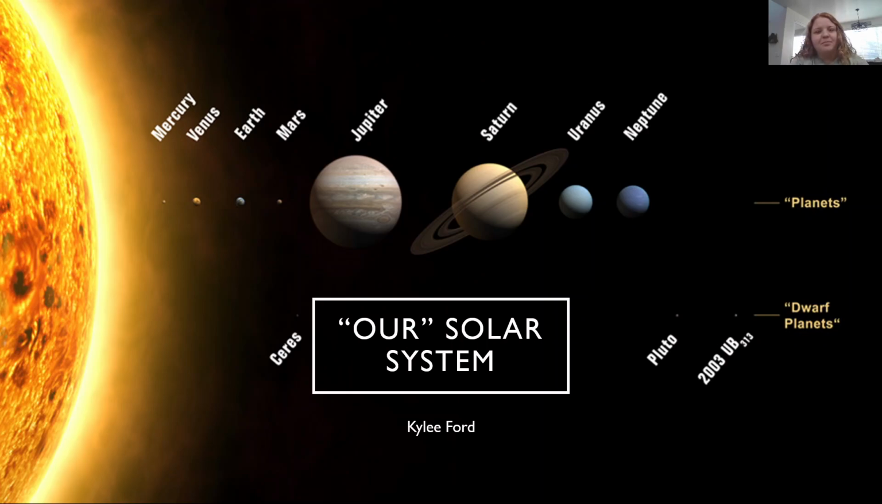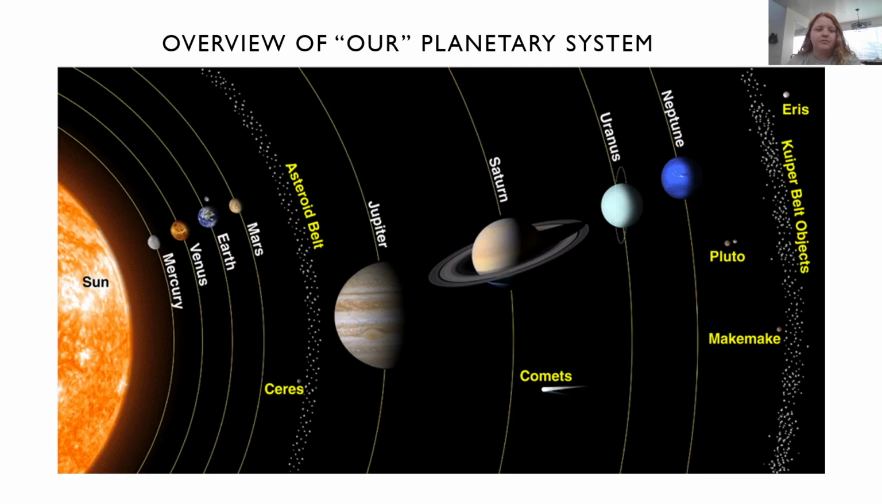Hi, everyone, and welcome back to Intro to Astronomy. We are going to be talking about the solar system where we live. And the reason I have "our" in quotation marks here is because we don't own it, right? It's not something that us on Earth own, but we do live in it. So this is going to talk about a bit of an overview of the solar system.